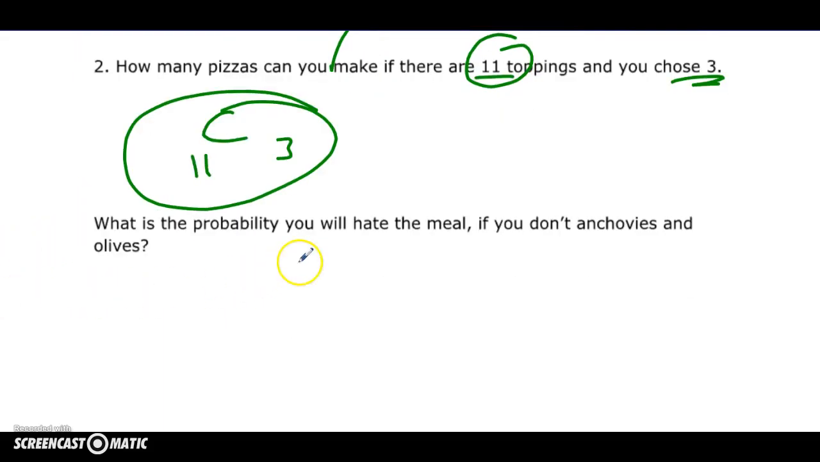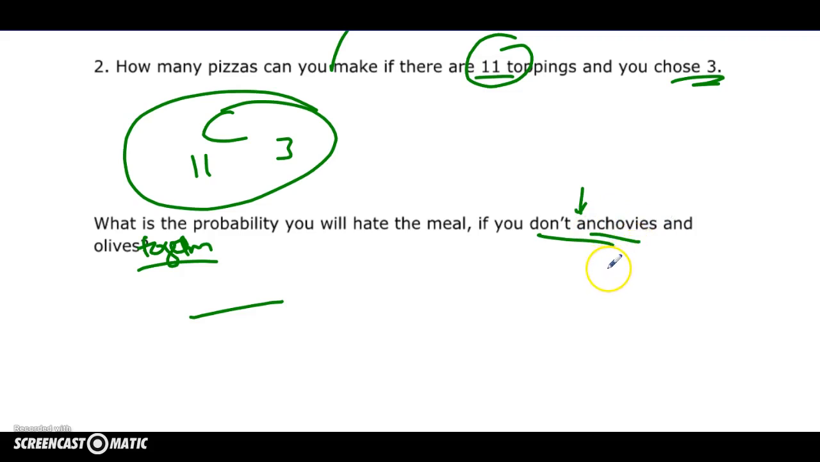Then what you want to do is figure out the probability that you don't like your meal if you don't like anchovies and olives. We can do this 2 ways. We can say we don't like them together, or we can say we don't like them at all. One way to do this is to figure out how many pizzas have anchovies and olives. Another way is to go backwards and figure out how many don't have anchovies and olives, but let's do this one here and say how many pizzas have anchovies and olives.